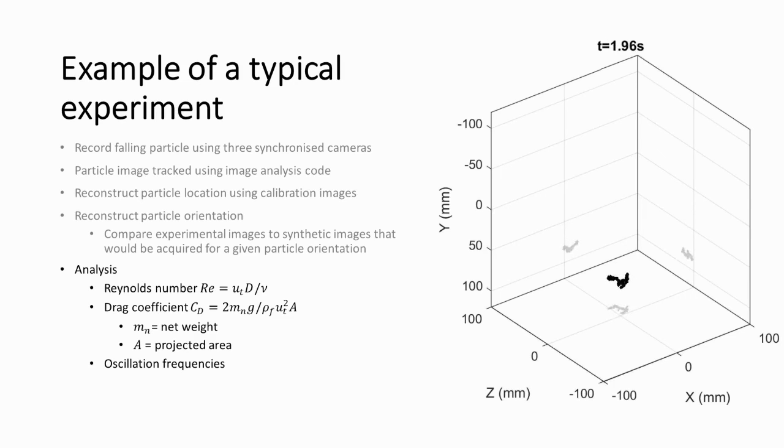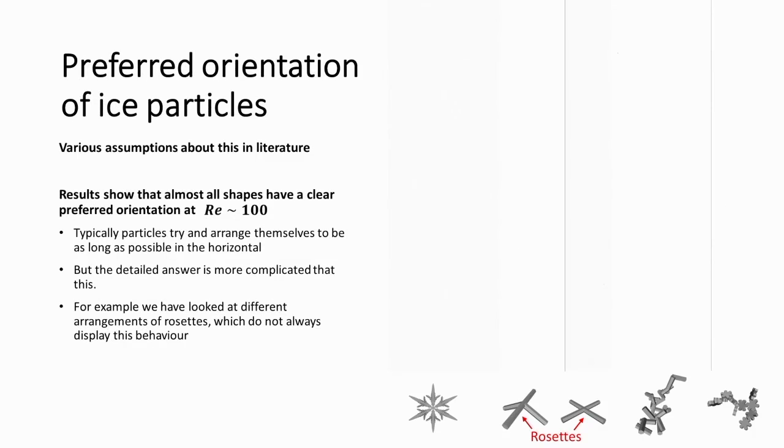The first thing that I'll talk about is the preferred orientation that these crystals exhibit when they fall with a steady fall. There are various assumptions about this in the literature. Some people assume that ice crystals fall with a completely random orientation. Some people assume that they will fall so that the maximum span lies in a horizontal plane. Others will assume that simple symmetrical ice crystals have a preferred orientation, and others, like aggregates, just completely tumble. What we actually find with our experiments is that of all the shapes that we've tried, they all have a clear preferred orientation over at least some Reynolds number range of order about 100. And you can see some examples here for just some of the different shapes.